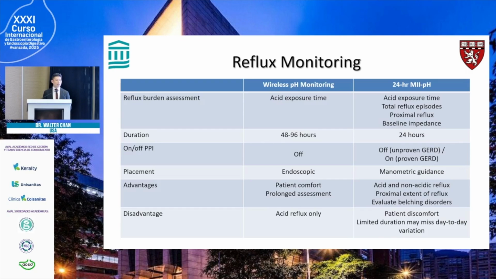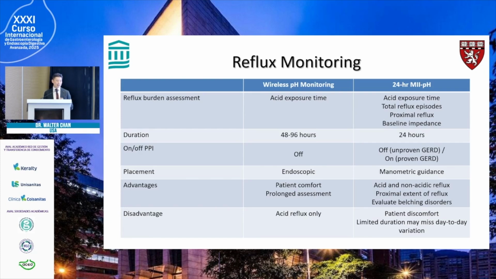How about reflux monitoring? There are two main classes of testing modality that we can consider: either a wireless pH monitor or a 24-hour combined pH impedance monitor. There are advantages and disadvantages between the two. With wireless pH monitoring, you really focus on acid exposure, whereas with pH impedance monitoring, you can look at both acid and weakly acidic or non-acidic reflux, as well as proximal reflux. You can also assess baseline impedance, which we will talk about in a second. With a wireless pH monitor, because it is more comfortable, you can do a more prolonged study compared to a pH impedance study.